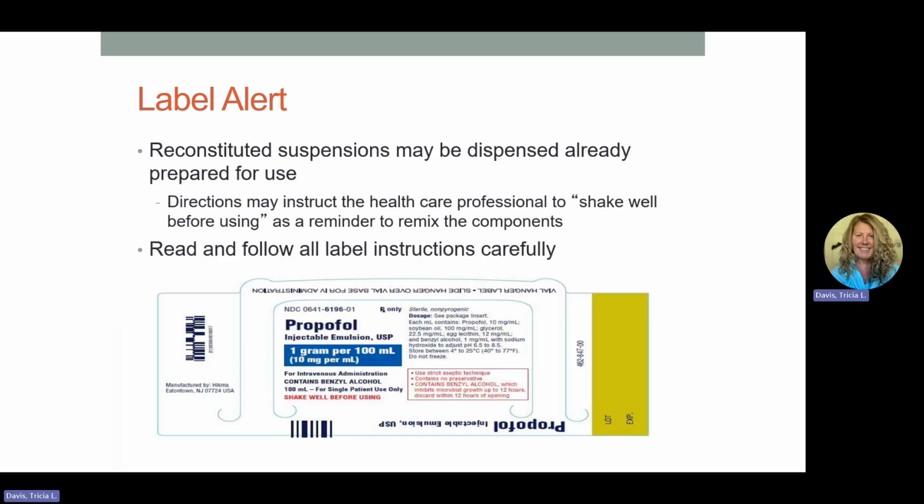Sometimes we might have to give medications that have been reconstituted. Some medications may be reconstituted and dispensed already prepared for use. That means everything's been prepared by pharmacy. All we have to do is shake well to make sure that all the components are mixed, and then we have to read and follow all the drug labels carefully.